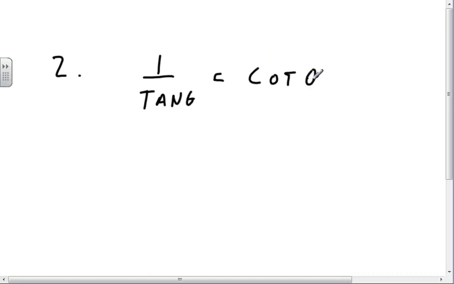the only thing left to do is problems. So number 2, we're supposed to prove that 1 over tangent is the same as cotangent. Now that would seem like a pretty silly thing to do, right? Except in 1956. What happened in 1956?